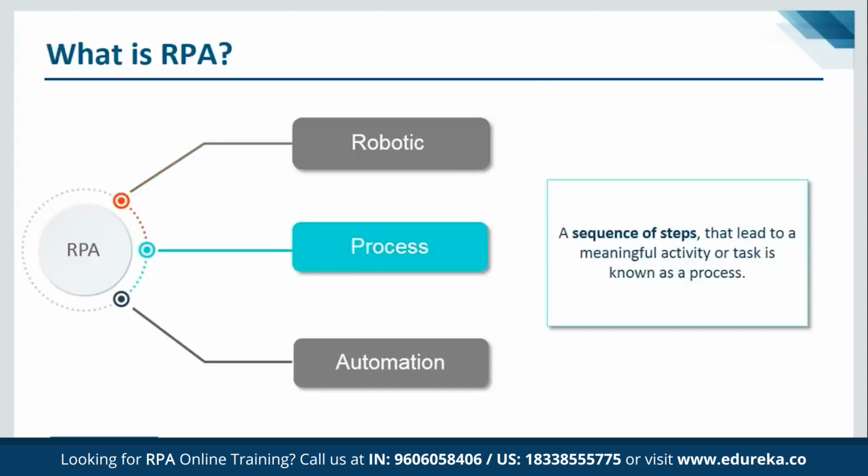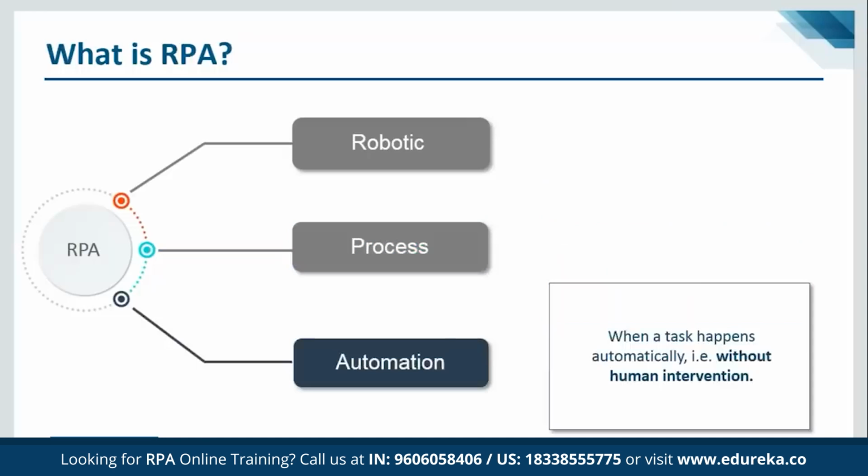Then comes process. So a sequence of steps which lead to a meaningful activity. For example, you make tea, right? So to make tea, the first step would be to pour some water, let it boil, then put some tea leaves, let it boil, and then pour some milk in it, right? Your tea is ready. So you did 3 steps, and with the help of these 3 steps, your tea is ready, right? So this becomes a process of making tea.